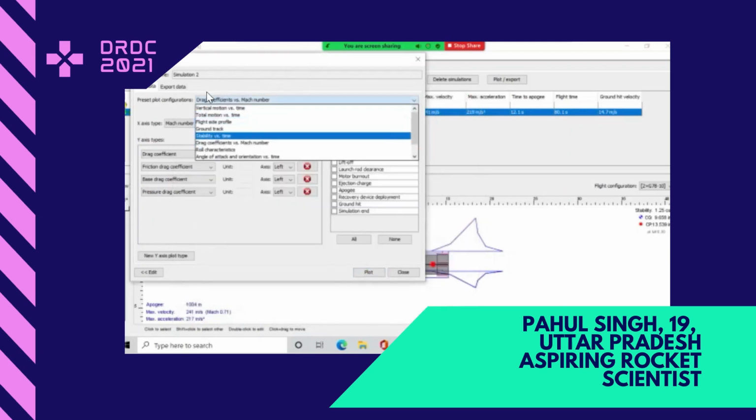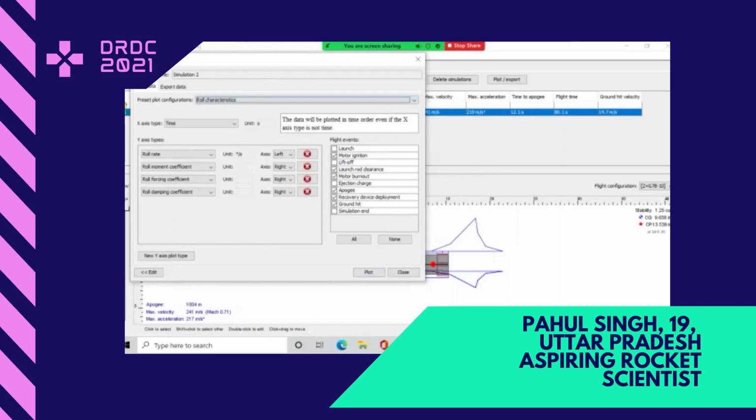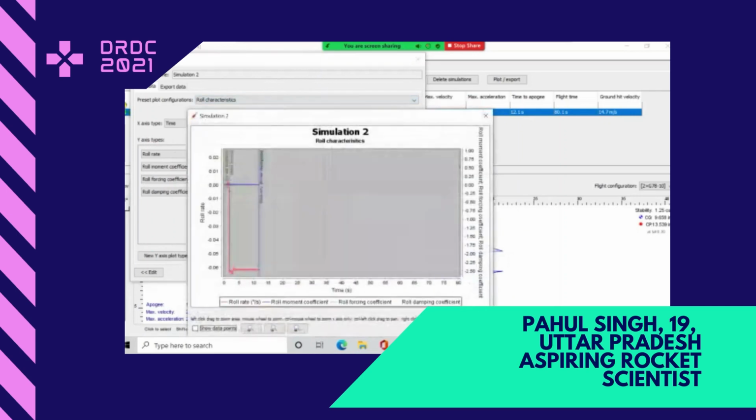Now let's see the roll characteristics. So this is the roll characteristic graph. As we know, initially the roll rate would increase and then it would become stable.